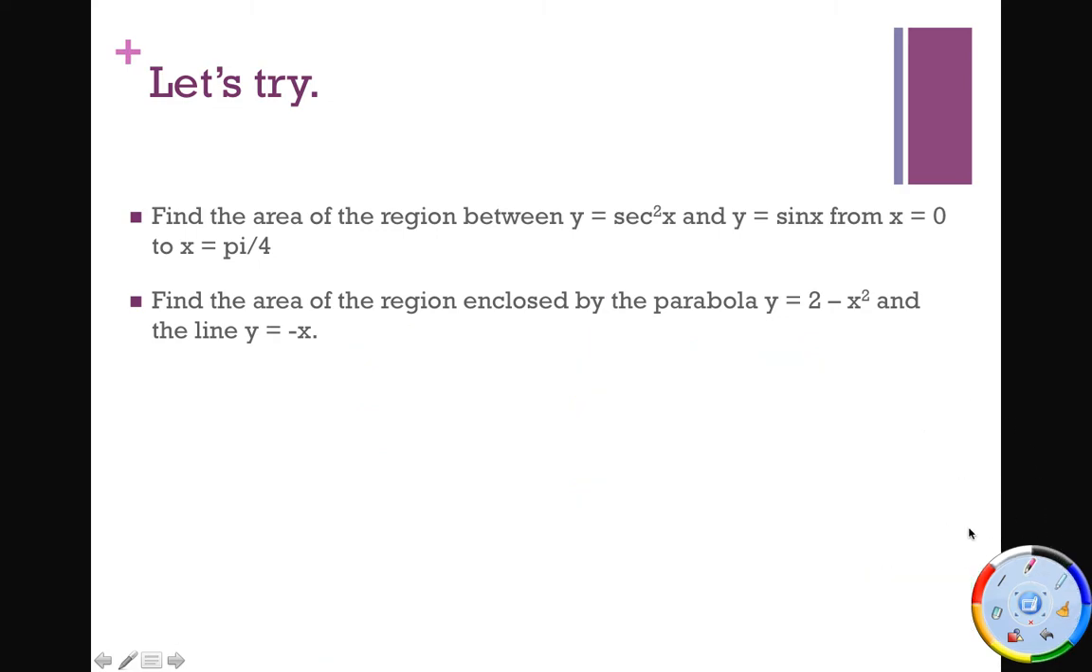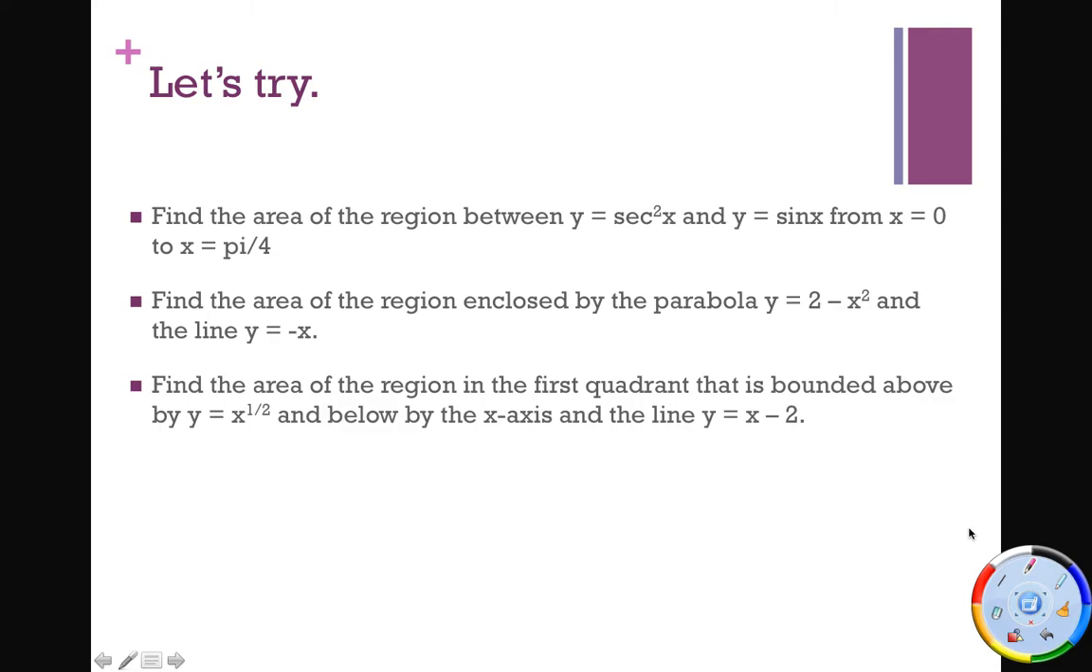All right, what about this one? Find the area of the region in the first quadrant that is bounded above by the function y equals x to the half power and below by the x-axis and the line y equals x minus 2. So again, you're not always going to be able to see the graph, so it's a good idea to just graph the functions. So we go here, we get our two axes, and since we're looking at quadrant 1, I don't really need much rest of the graph.